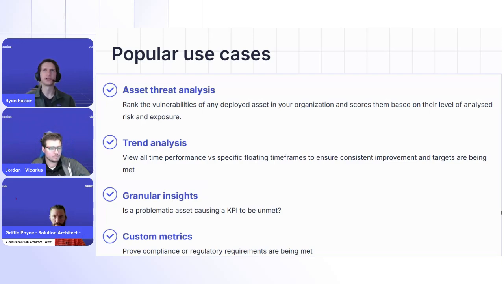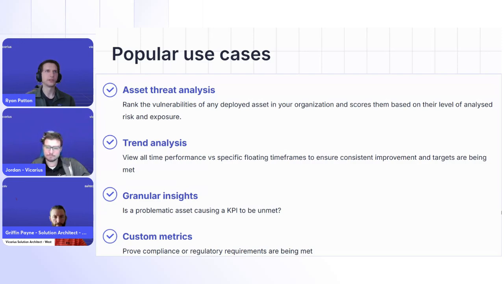Looking at trends is another one. This is one that I think we're going to go through quite a bit in the demo portion, but we can look at our all-time performance versus some specific time frame to see, are we improving versus our all-time? Are we on track to meet our KPIs or requirements for our industry, or just for our organizational goals? And if not, what can we do in order to make sure that we are on track for those things?